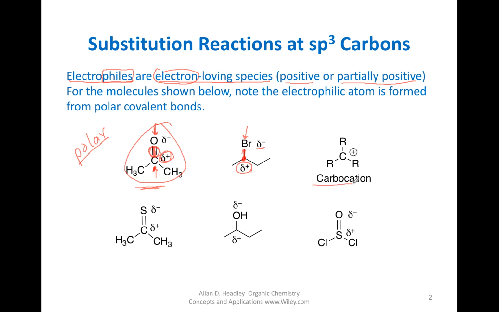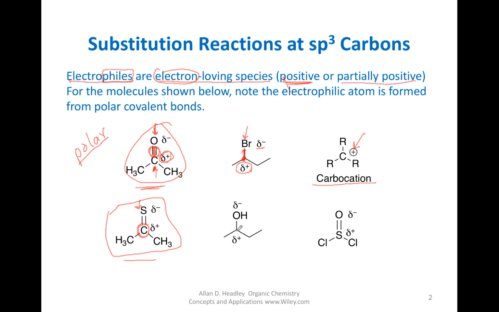Here's a carbocation. As you can imagine, it is fully charged, so it has a fully positive charge, so therefore it is a very good electrophile. Let's look at DMSO. This time carbon is bonded to sulfur. Sulfur is more electronegative than carbon. So as you'd expect, this carbon here is the electrophilic atom for this molecule.